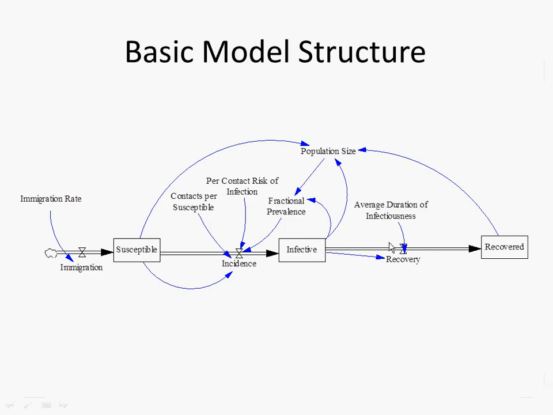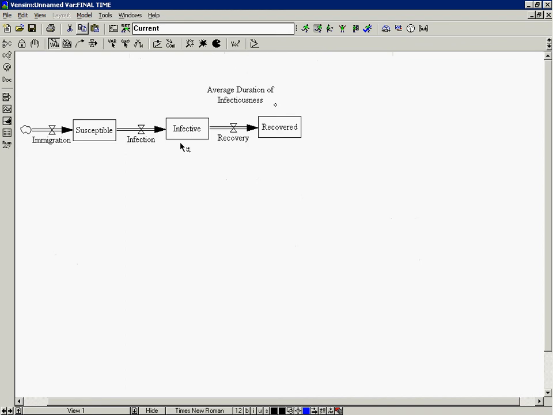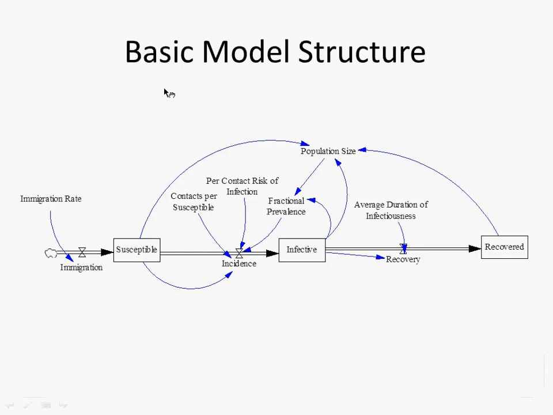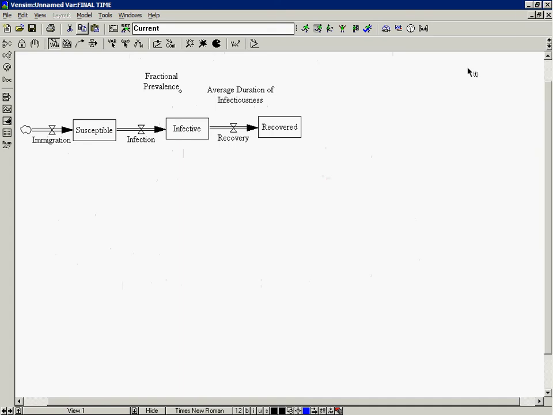And we're going to insert some variables here. Average duration of infectiousness is going to be one of them. So average duration of infectiousness. And then we're further going to add in a variable that's called fractional prevalence. And we're going to actually break this out into a little bit more detail than is shown in this slide here, the slide behind here. I'm going to do this for didactic reasons. And in fact, I think I have an earlier one that is, there we go, force of infection, okay? So this is closer to what I want.